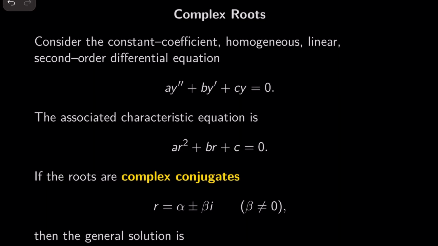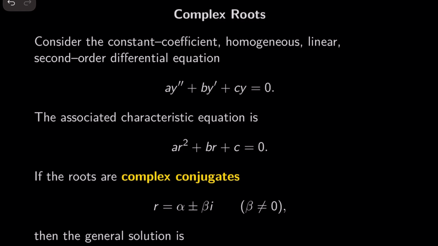In this video, we consider the case where the characteristic equation has complex roots. Consider the constant second order differential equation ay double prime plus by prime plus cy is equal to 0, and its associated characteristic equation ar squared plus br plus c is equal to 0. Now suppose the roots are complex conjugates, thus r is equal to alpha plus beta i, where alpha is the real part and beta is the imaginary part.